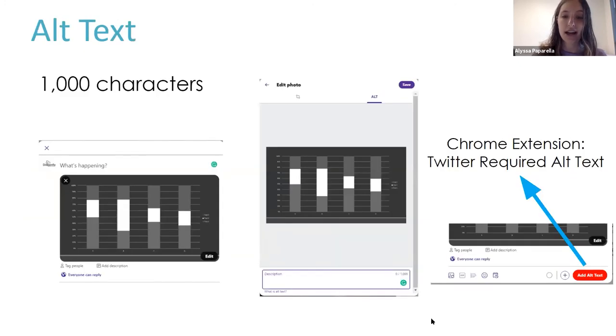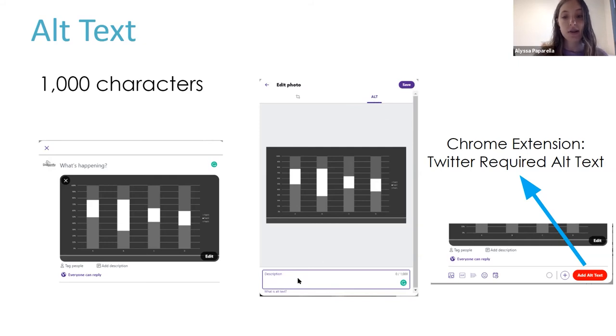So here's how to add alt text. This is an example from Twitter specifically. On Twitter, you're able to add up to 1,000 characters to describe your images, which is a lot compared to other social media. That's important because it gives you more room to actually describe what is happening, and you're not limited. To do that, on the left, the first image, you have the option to add a description or also edit. If you go under edit, it allows you to put your alt text in, and you're able to type your 1000 characters.